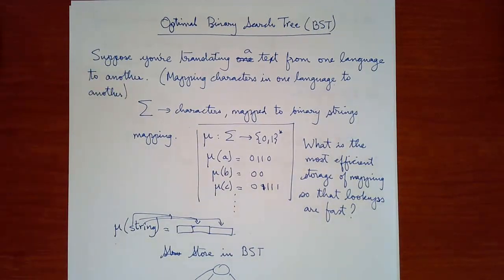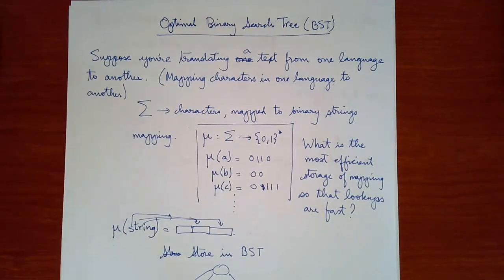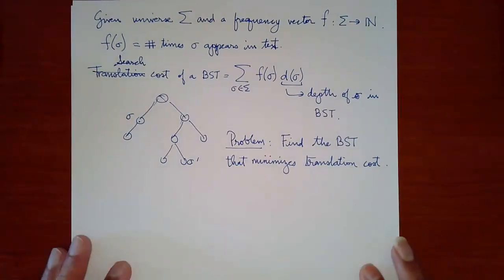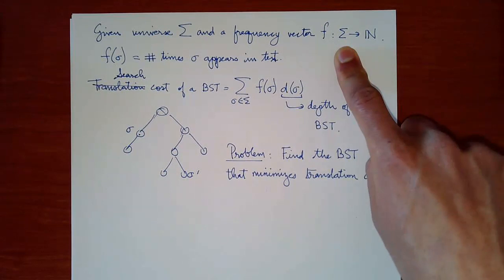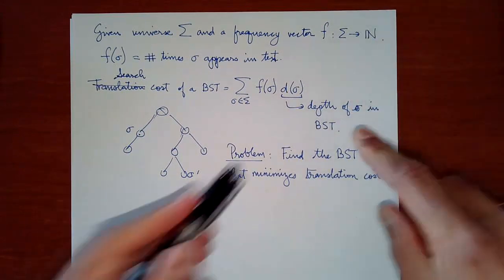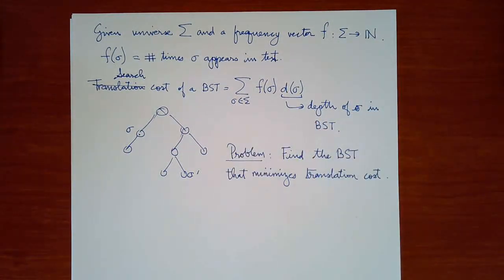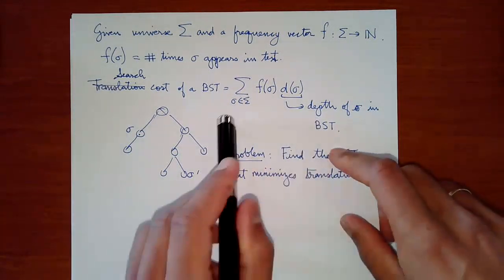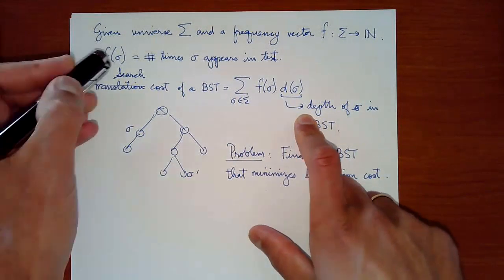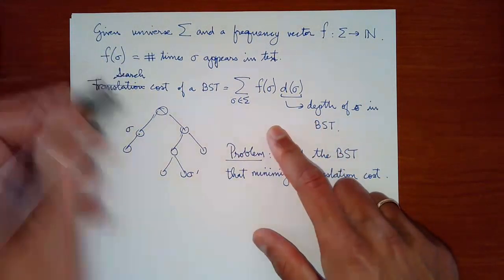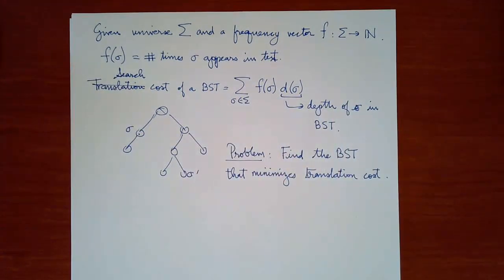So I think actually my story over here may have been misleading. So I just want to make sure that you see the formal statement of the problem as given. You're given the frequency vector, and now you just want to compute the translation cost, the search cost of the BST. So you want to minimize this quantity, which is like if I were to search for each character sigma f times, then what is the tree that's going to minimize the cost? Does that make sense?